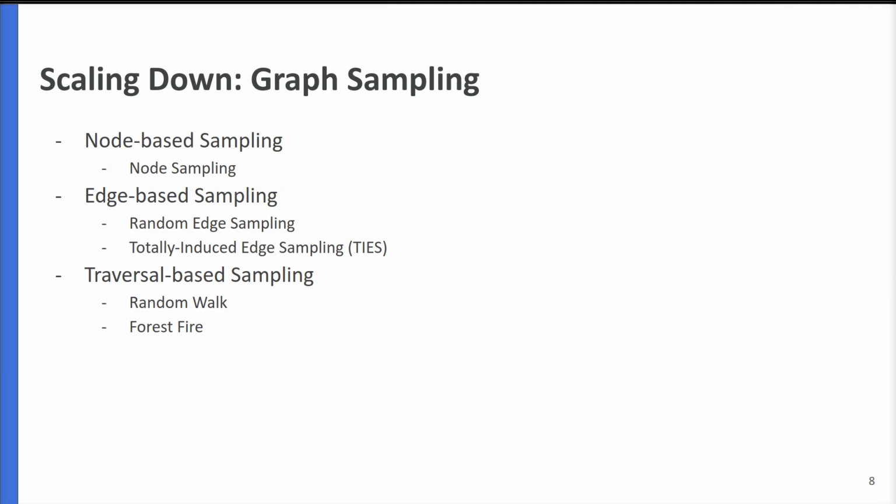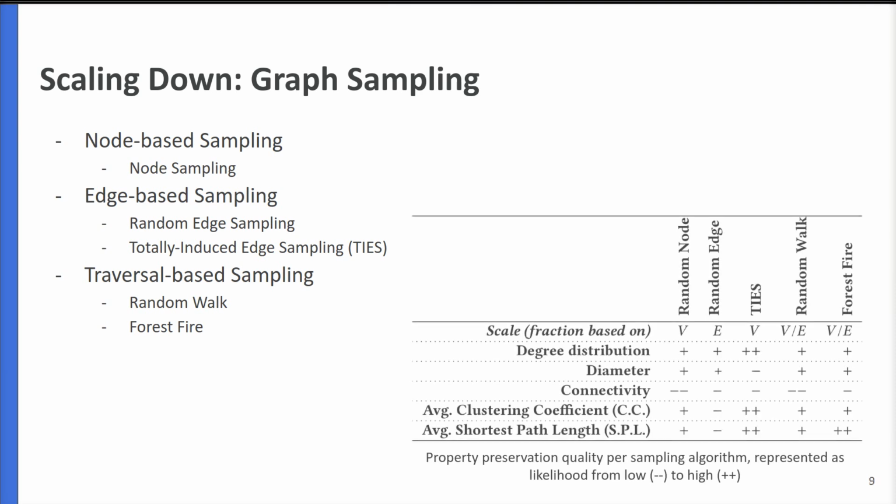The properties we are talking about are local properties of the graph, such as the clustering coefficient distribution, and topological properties like the shortest path length or connectivity of the graph. In our work, we have analyzed these 5 popular sampling algorithms and their claims for property preservation, and we have summarized these results in this table.